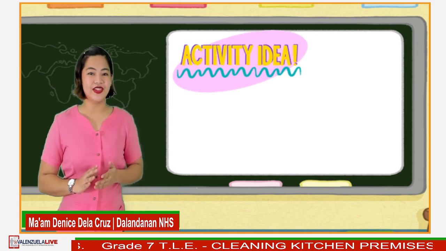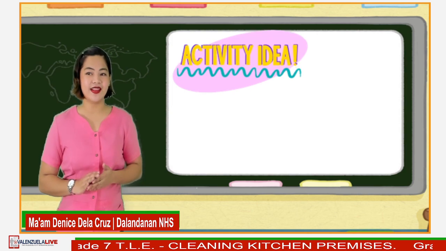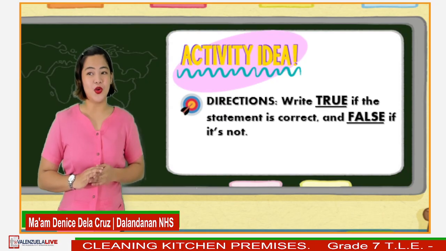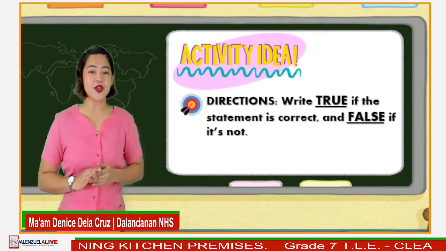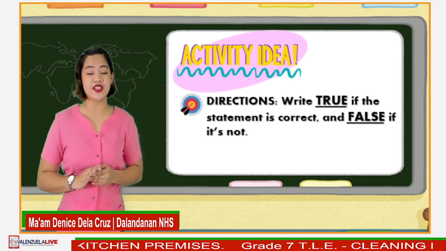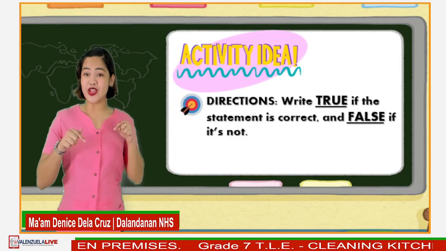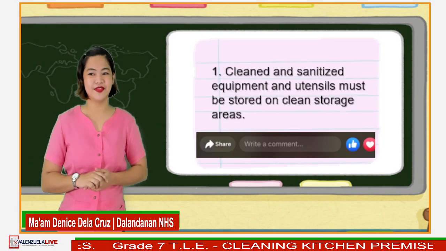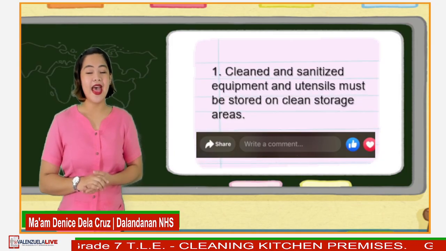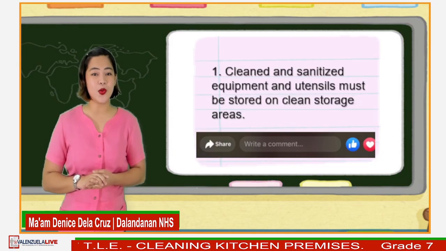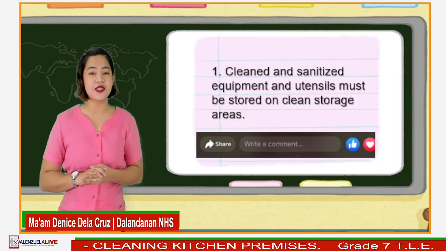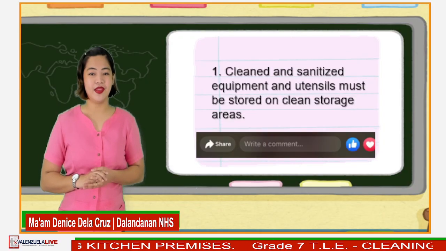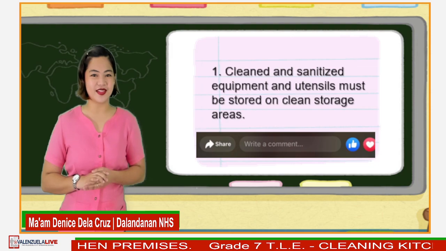To check your understanding of our lesson, let us have an activity. Write true if the statement is correct and false if it's not. You may key in your answers on the comment box. Let's start. Number 1. Clean and sanitized equipment and utensils must be stored on a clean storage areas. Is it true or false?